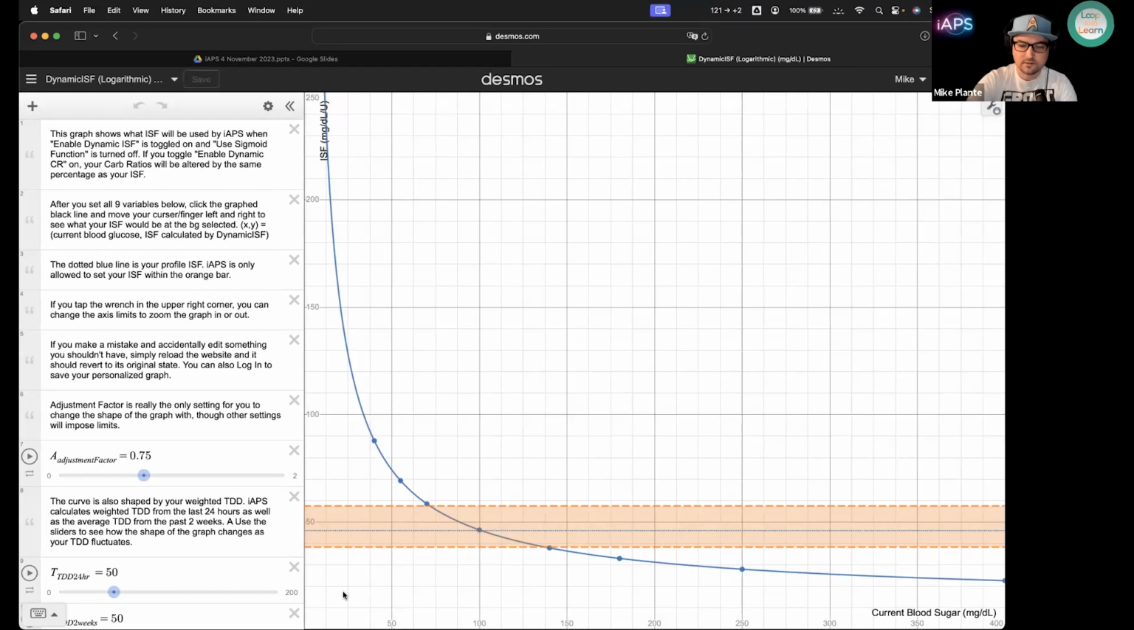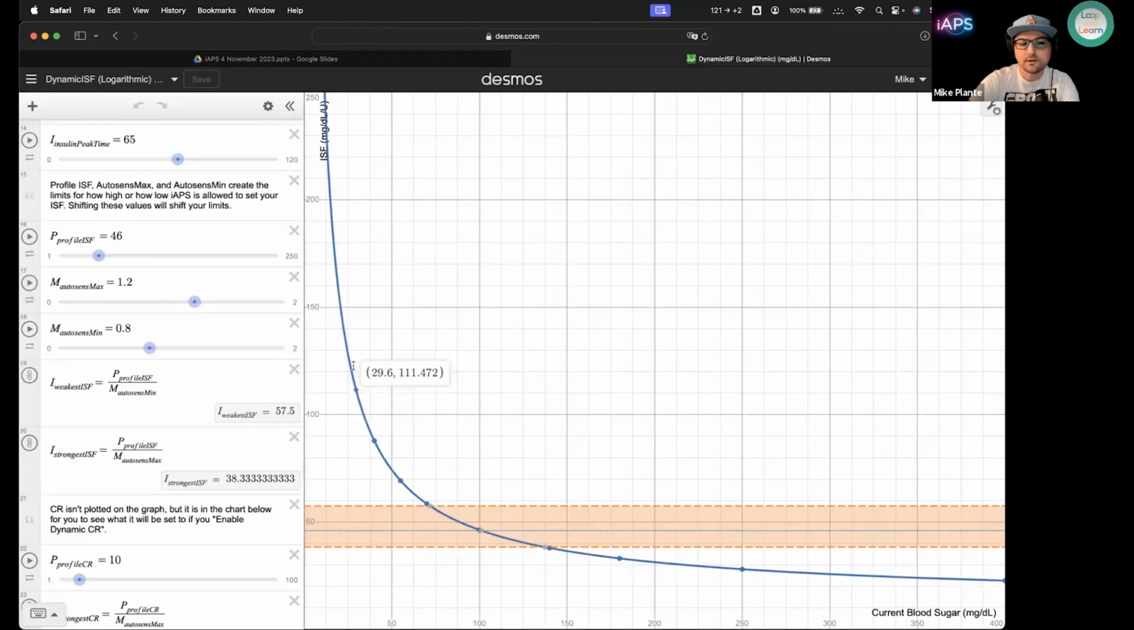And on the bottom here is your current blood sugar for the x-axis, and the y-axis is your ISF. So this blue line here is what the algorithm calculates that your ISF should be, and different settings go into affecting that line there. And then the highlighted section is like the safety range essentially. So iAPS is only allowed to set your ISF between these two values.